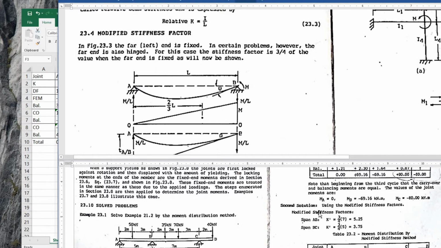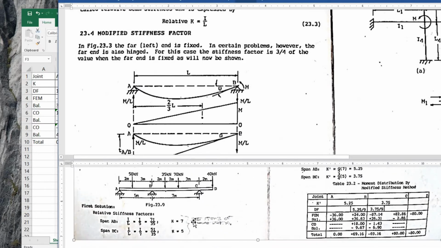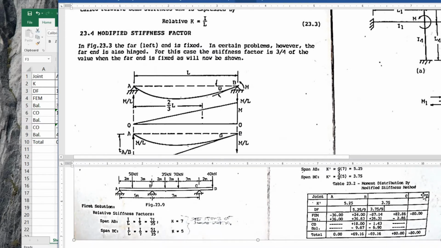Going back here, so since hinge ito yung far end, tapos yung dito sa kabila far end is also hinged, so magiging 3/4 times your relative stiffness factor K. Ngayon, ayan yon. So magiging K prime na yan, ano? Paano nakuha yung 5.25? That is 3/4 times yung relative stiffness factor K. Okay? Dito naman sa BC, K prime is 3/4 times K. O ganun lang yan.